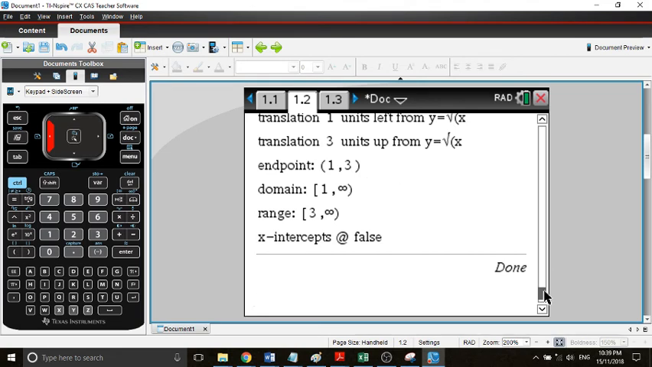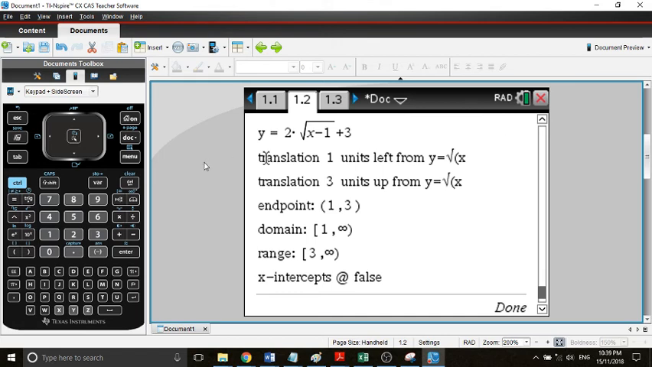So your task is to write code that will actually let this happen. It doesn't have to be perfect. I don't have to see this translation 1 unit because you may get a bit mixed up with the syntax, but you do have to be able to identify an endpoint. You do have to be able to identify a domain. You do have to be able to identify a range. And that just comes from this information here. I do expect to see translation information. If you can put in dilation, great. If you can put in reflection as well, that's really good.